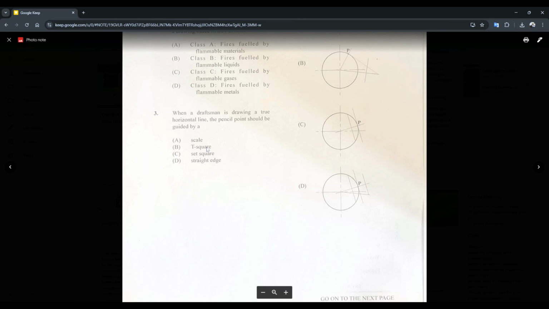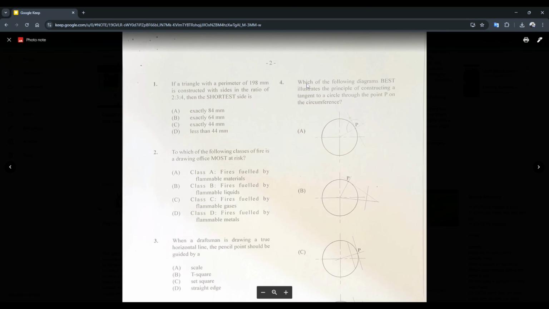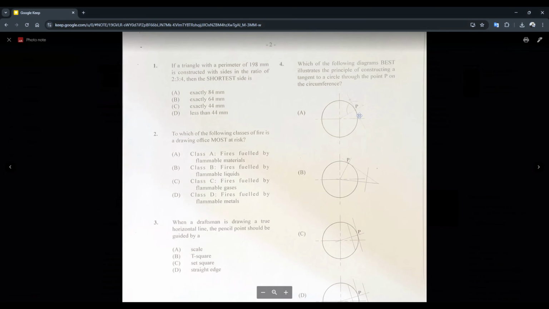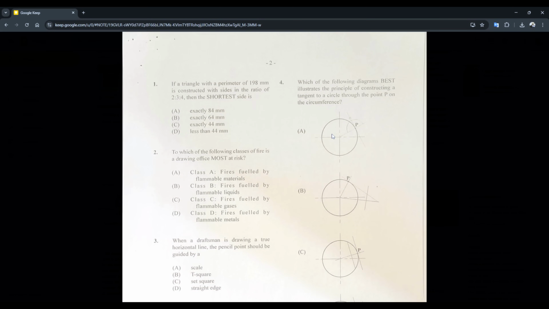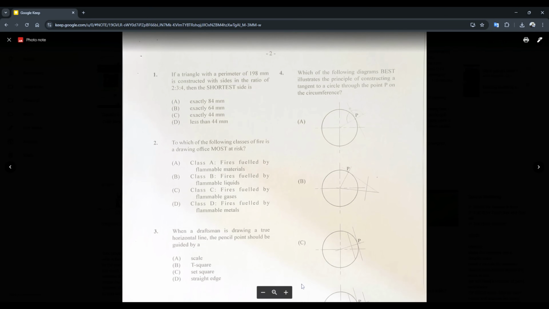guided by a T-square. B, a T-square. Always need a T-square for horizontal lines. Number 4, which of the following diagrams best illustrates the principle of constructing a tangent to a circle through a point P on the circumference? And the answer is A. Right, so they have a normal, and then they constructed the tangent. Number 4, A.